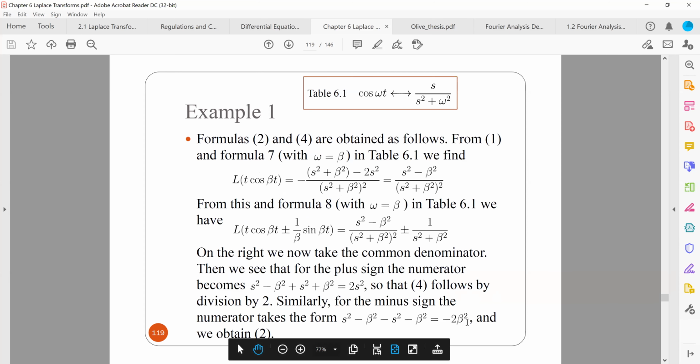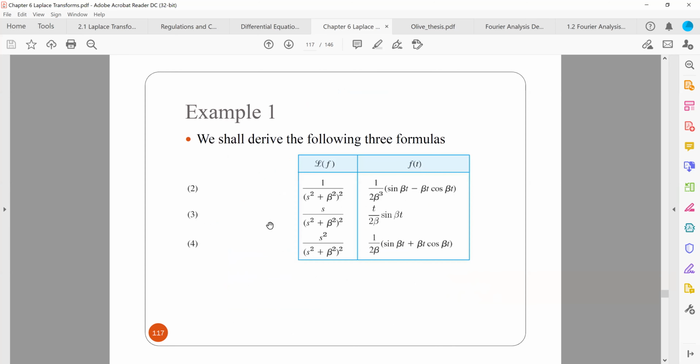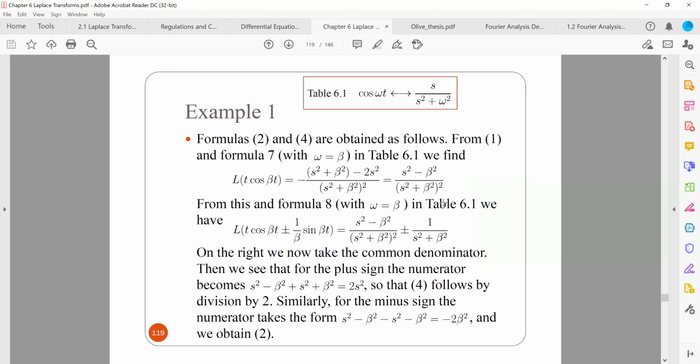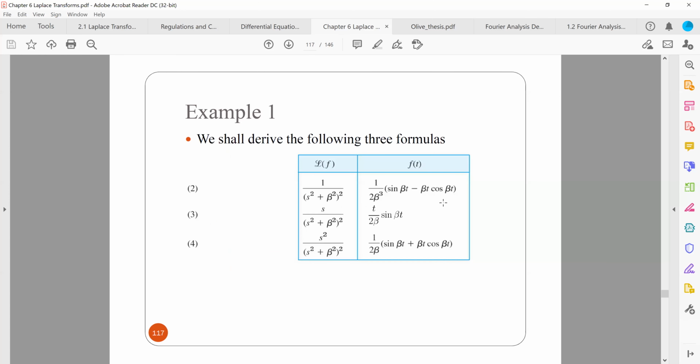So to get rid of this term, you need to multiply by 1 over 2 beta squared, and you will end up with the desired expression, which will be t cos beta t. No, I think it's reversed. You end up with sine beta t minus beta t cos beta t, yes. And with that beta cubed in the bottom, because you'll have divided by beta squared.